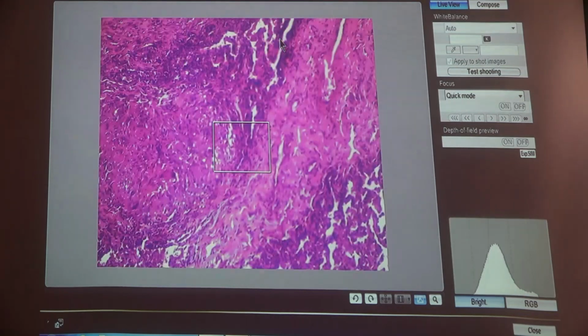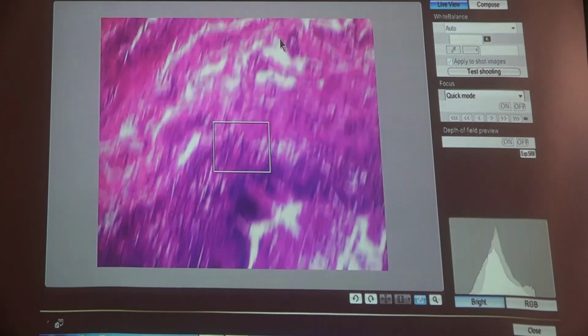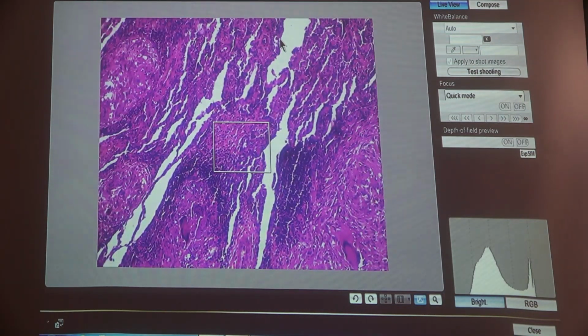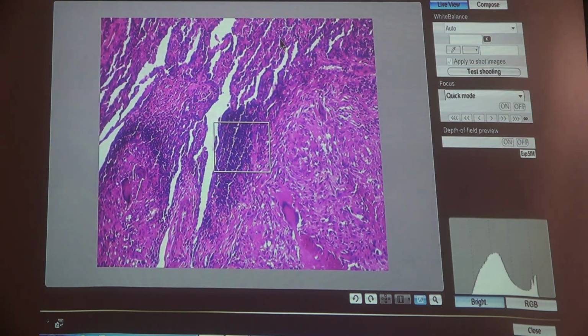And there is multiple Langerhans giant cells. These are the giant cells. This is the giant cell. These are giant cells. It is called Langerhans giant cells, surrounding the area of fibrosis, and is part of the granulomatous reaction.